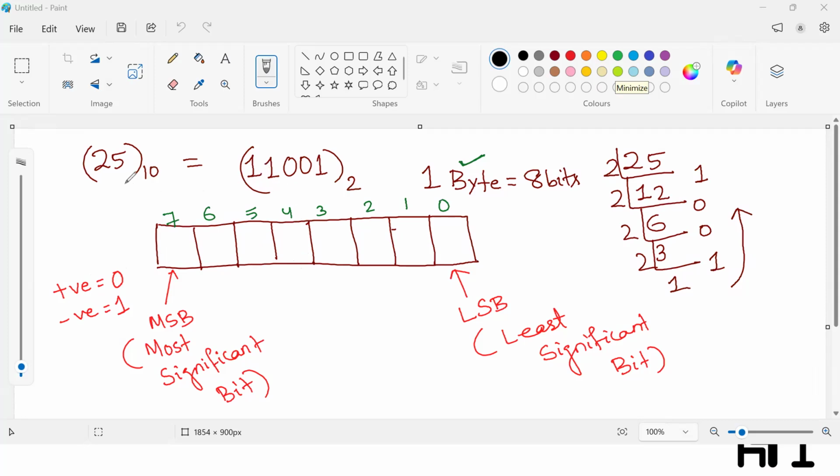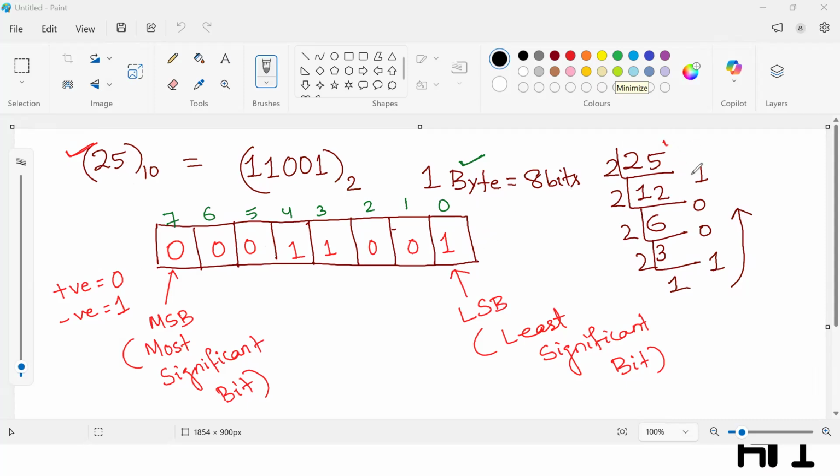Now, whenever you are representing 25 in memory, you have to convert it to binary. Already you have converted it to binary, 11001. So you have to store 1, 0, 0, 1 and 1. Now 25 is a positive number, so the MSB will be filled with 0 as discussed. The rest of the positions will be filled with 0. So this is how 25 is stored in 1 byte of memory. If you allocate 1 byte of memory to 25, it will be represented in this way.